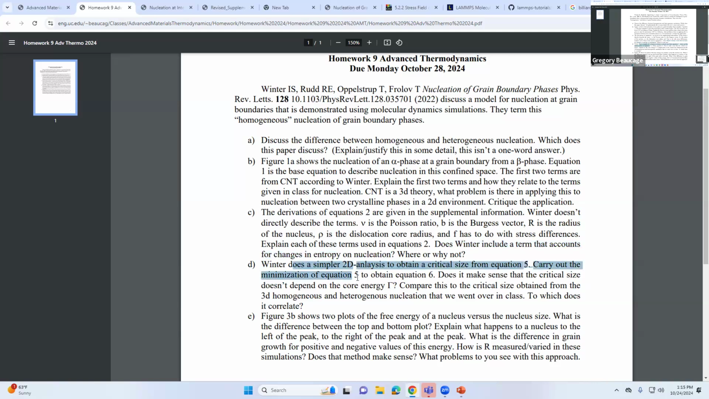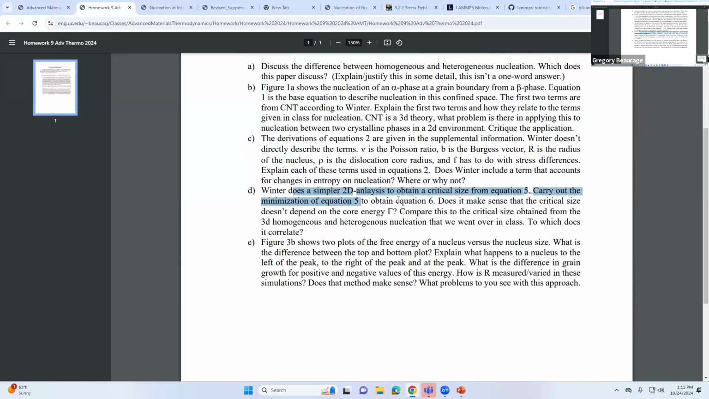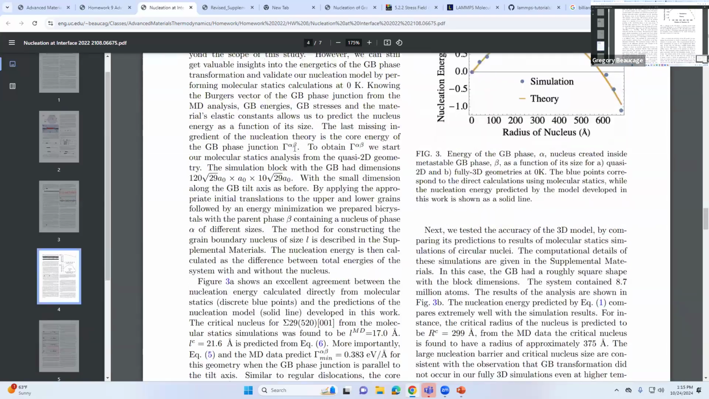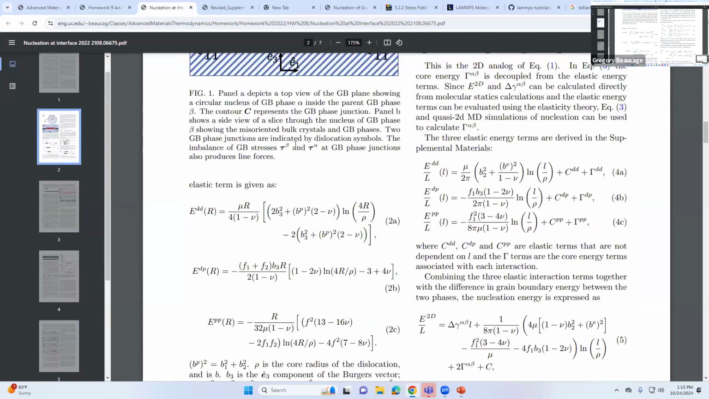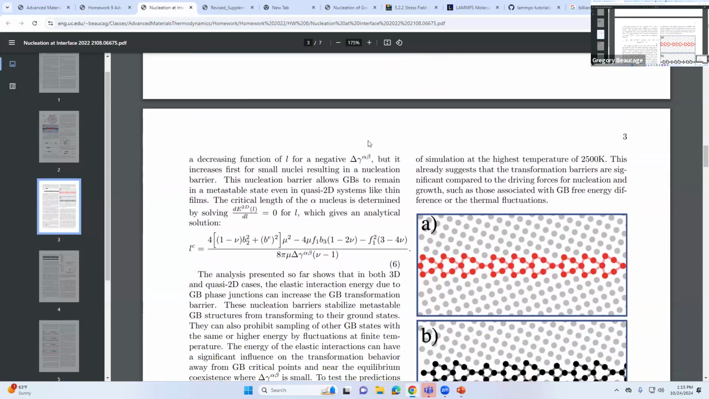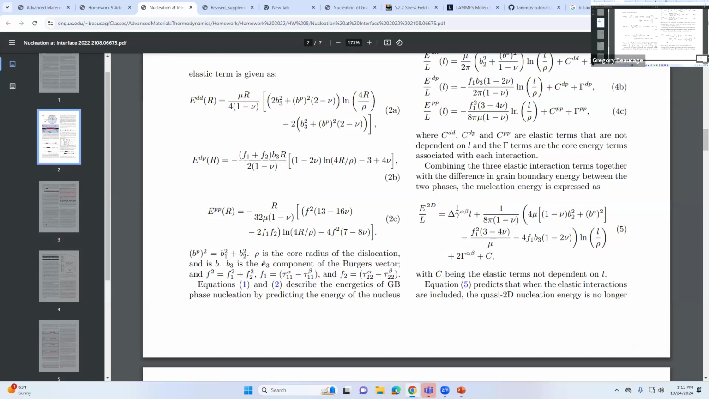And then the similar 2D analysis thing, critical size: carry out the minimization. So just do that yourself. Equation 5 to get 6. You have to do the derivative, set it equal to 0 for equation 5 with respect to the phase size, this L. So you can take the derivative of that with respect to L, and then you should get this. Do the derivative with respect to L, set it equal to 0, then solve for L.